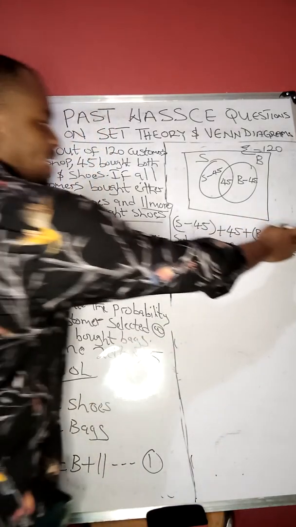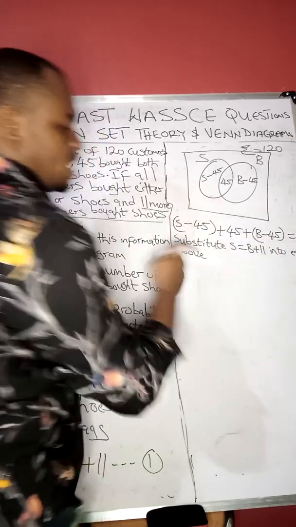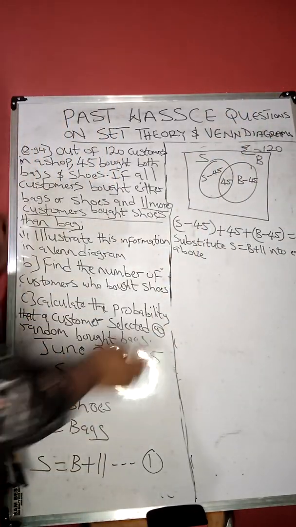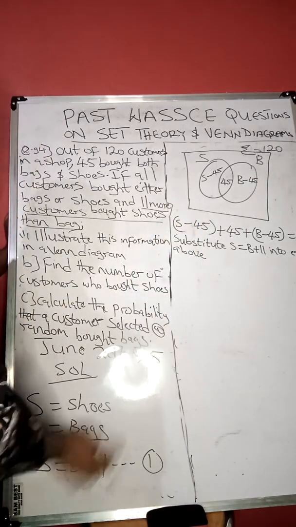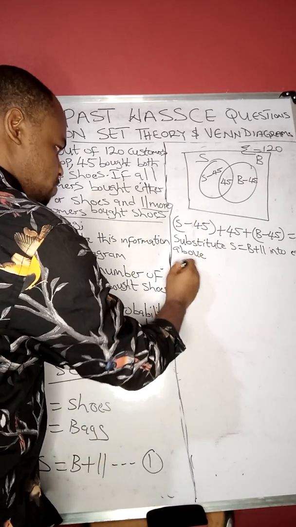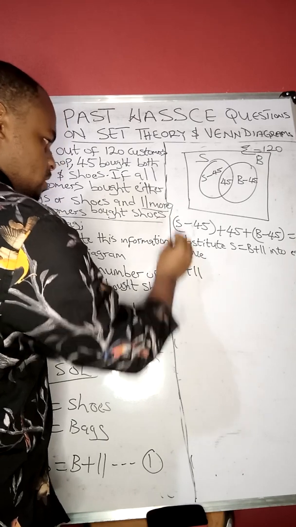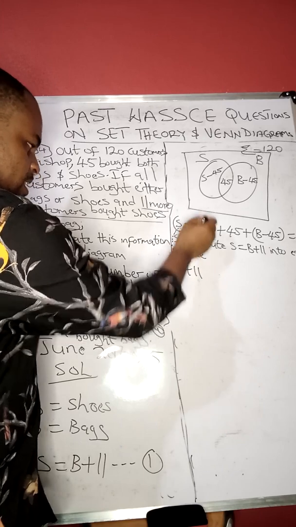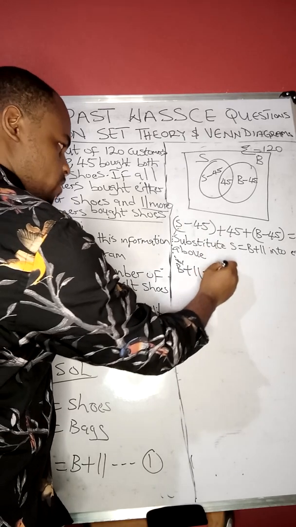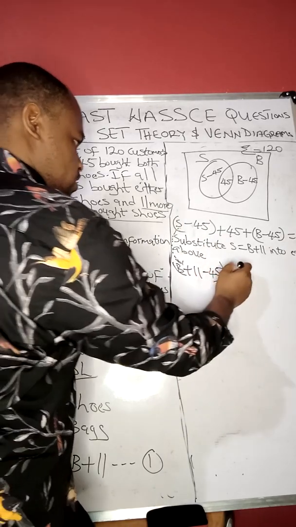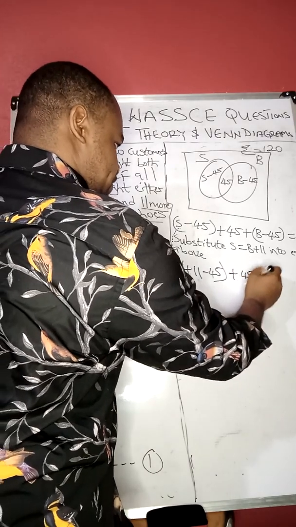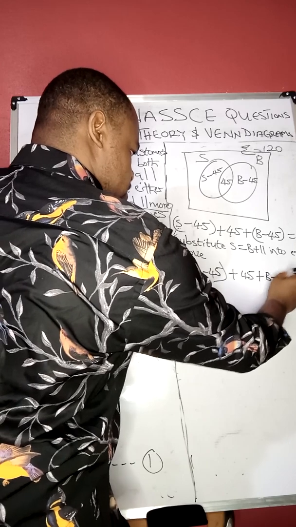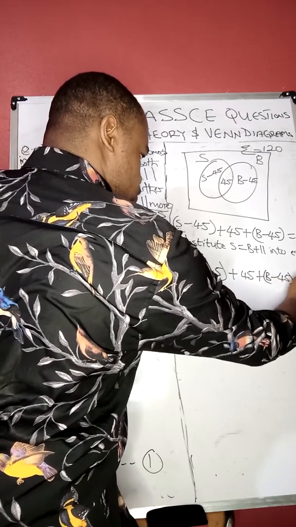Alright, if there was space, I will label here equation 2 and just write this as: substitute equation 1 into equation 2. It's still okay. Alright, so anyway I see S, I'll put B plus 11. That is this S. Look at it. This is the same as this. Then I still have minus 45, then plus 45 plus B minus 45 is equal to 120.